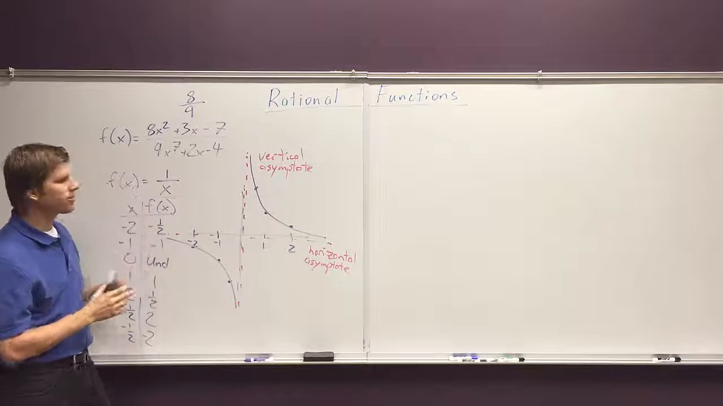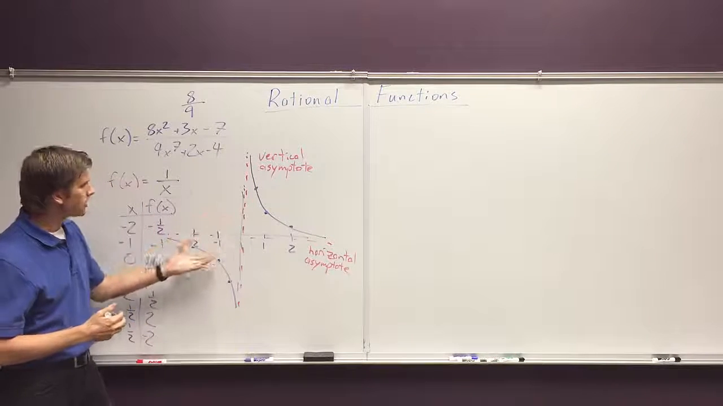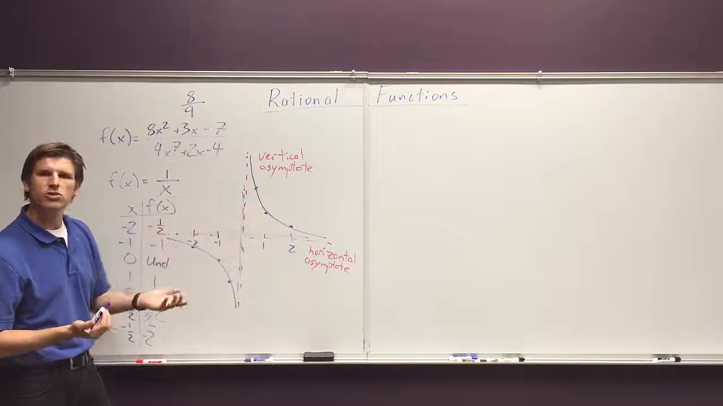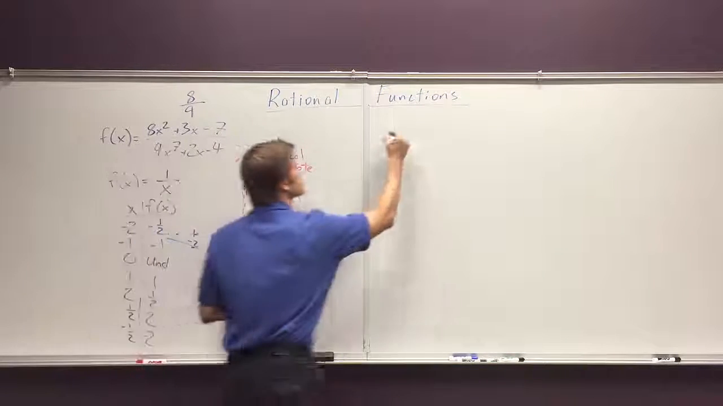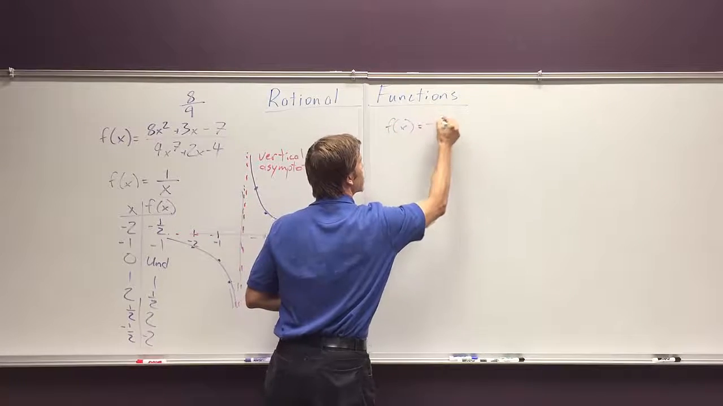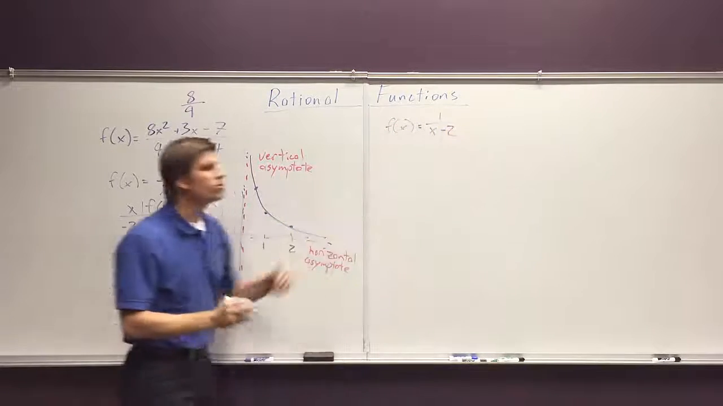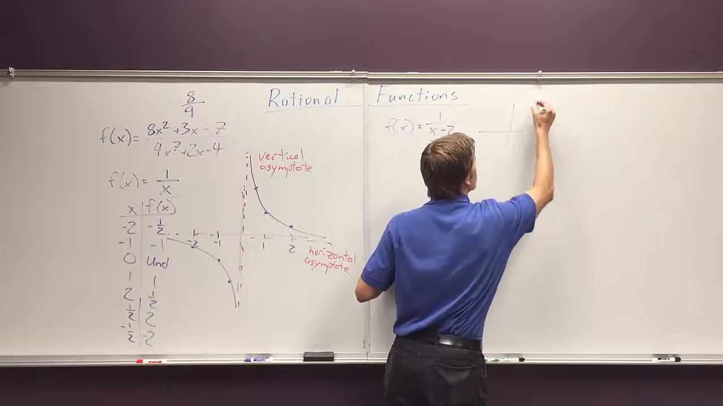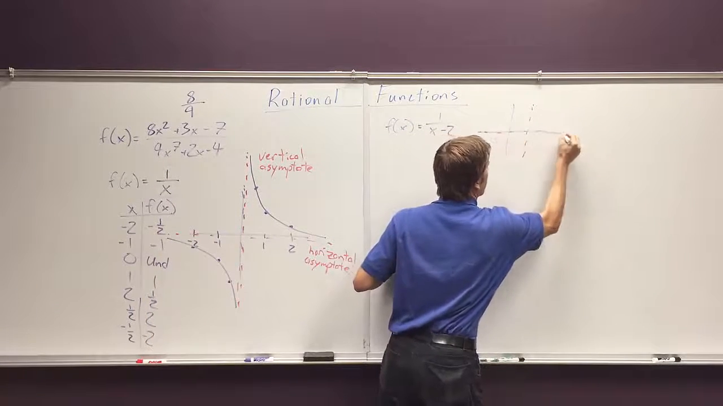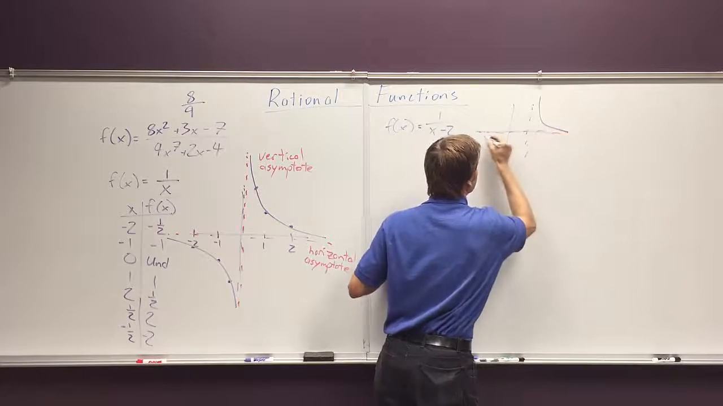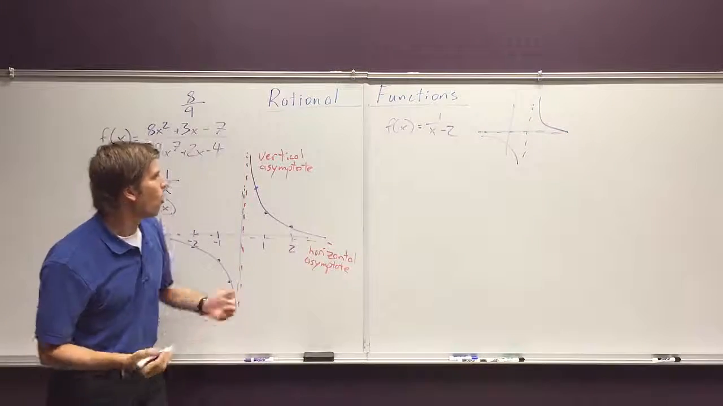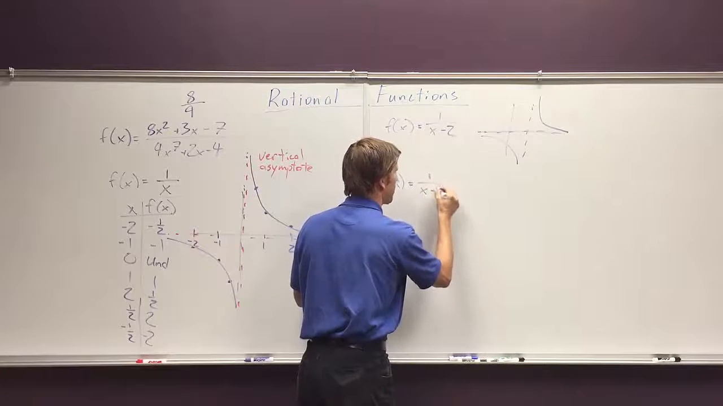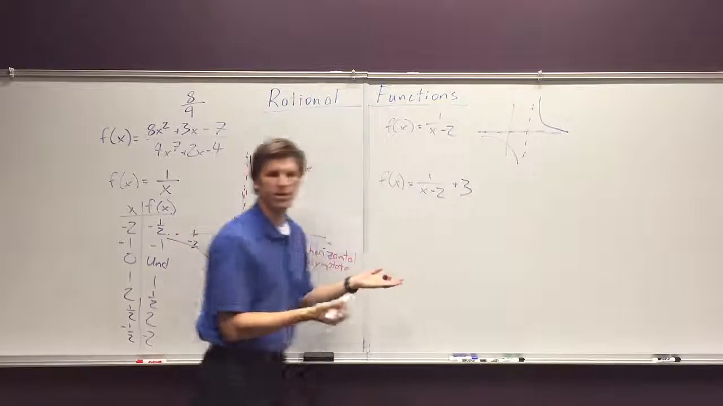Now, the nice thing about understanding this is if you wanted to use what you know about transformations, we could move this to some other shape. So for instance, f of x equals 1 over x minus 2, you can recognize as a horizontal shift to the right by 2. So you would have a horizontal and a vertical asymptote, and the graph would look like this. Or you could have f of x equals 1 over x minus 2 plus 3, right?